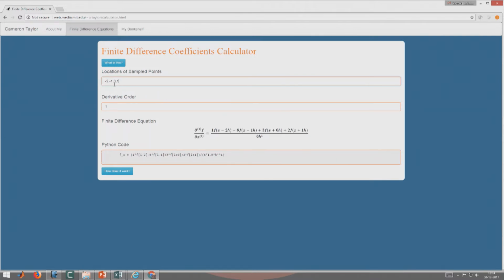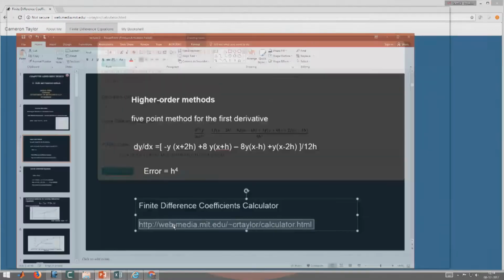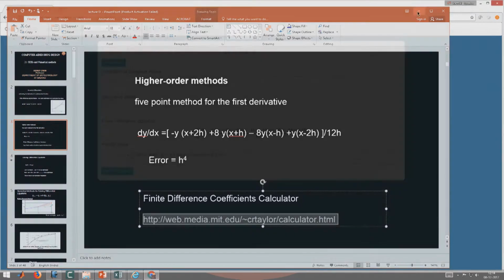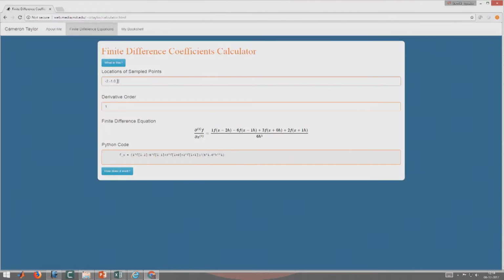Here I have taken only 4 points: minus 2, minus 1, 0, 1. So it is not really symmetric on both sides of 0. You have different sets of coefficients here, and the denominator also is very different compared to this. Here we are considering symmetric points, plus 2h, minus 2h, plus h, minus h, whereas here we are taking minus 2, minus 1, 0 and 1. So you have different sets of coefficients here.